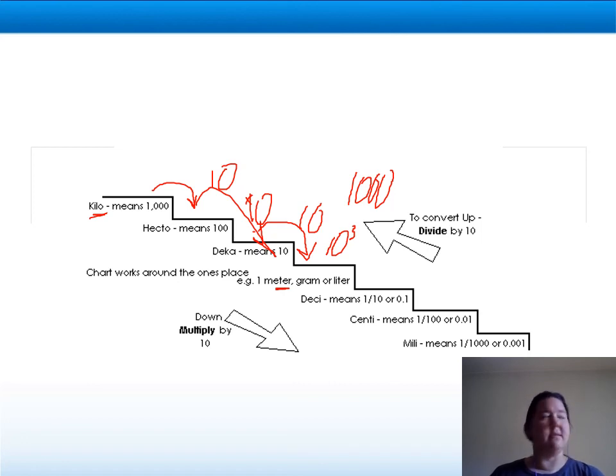And the reverse, going up, we'll just divide by 10 to the third, which is 1,000.